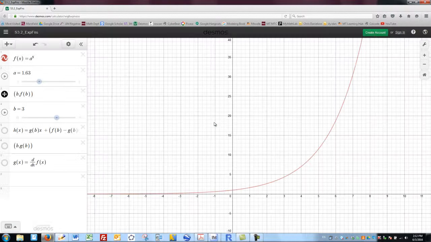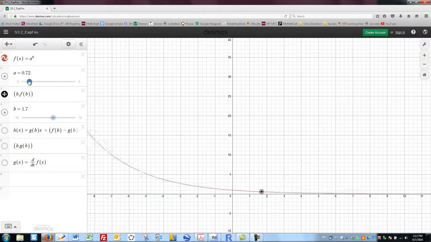Take a look at a Desmos exploration. So here we have a function of the form a to the x, and we have a point on the function that's controllable by this slider, the second slider. But of course a to the x is also controllable. We have all kinds of exponential functions with bases greater than 1, which would be increasing exponential functions, and then if you have a base less than 1, of course we get a decreasing exponential function or an exponential decay function there.